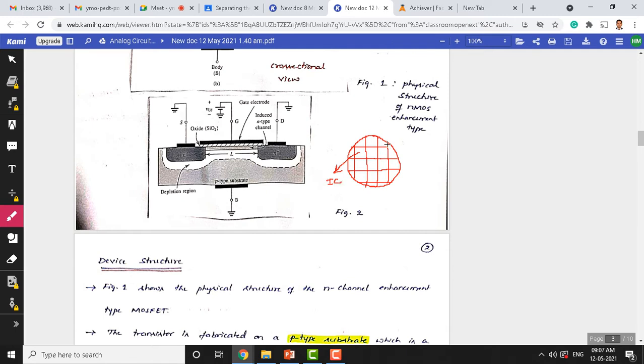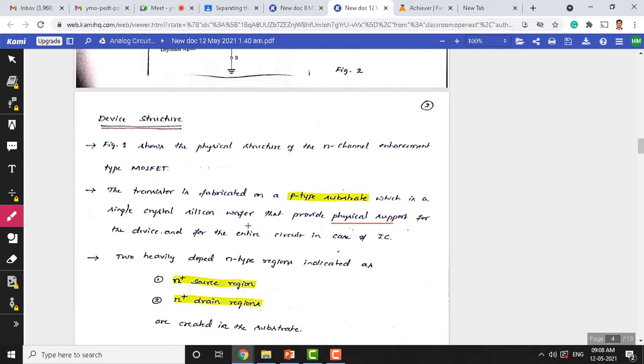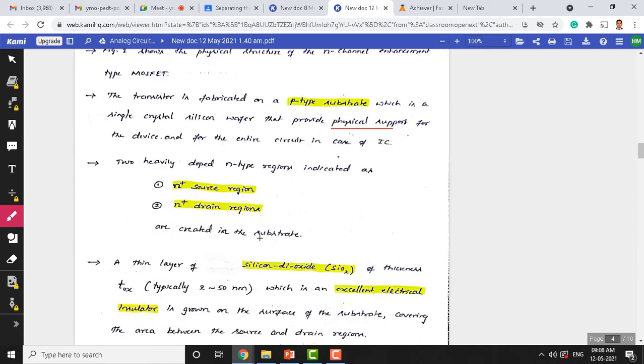Usually in a silicon wafer like this, we fabricate similar ICs. This IC may be a Pentium computer or Pentium processor. So similar ICs we fabricate on the entire wafer. Now this substrate, the foundation material of the silicon wafer, is nothing but a p-type substrate. On top of that, we diffuse the n-type source and n plus drain regions. That's what I was referring to, because the substrate provides physical support for the device and the entire circuit of an IC.